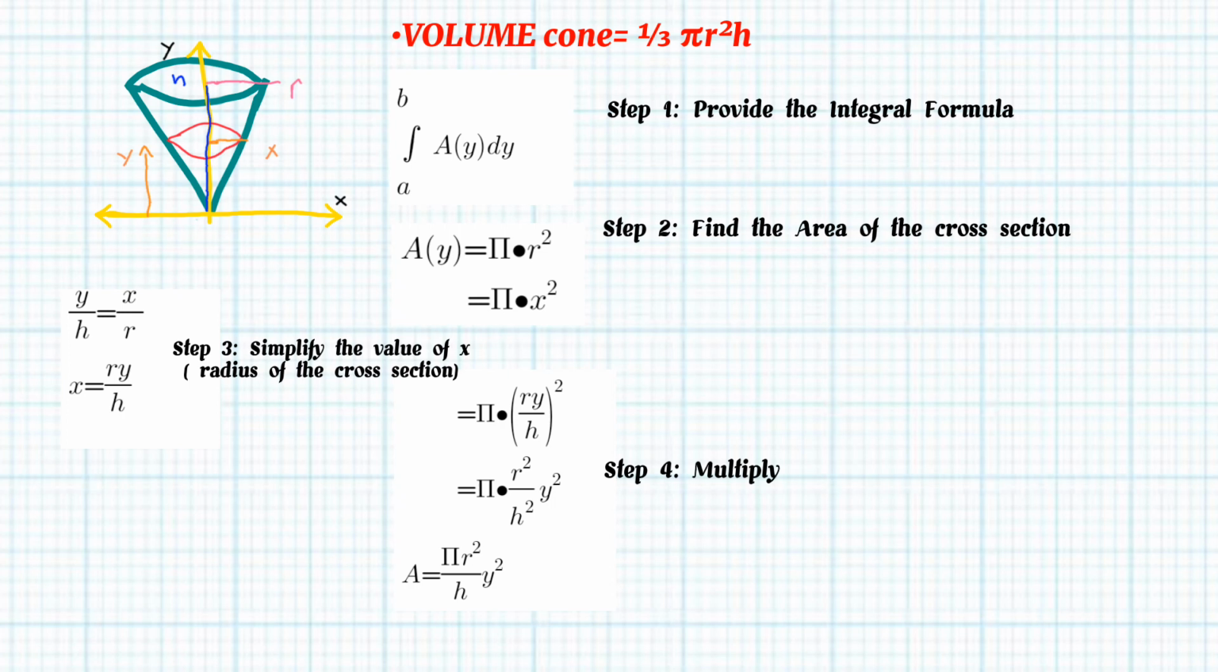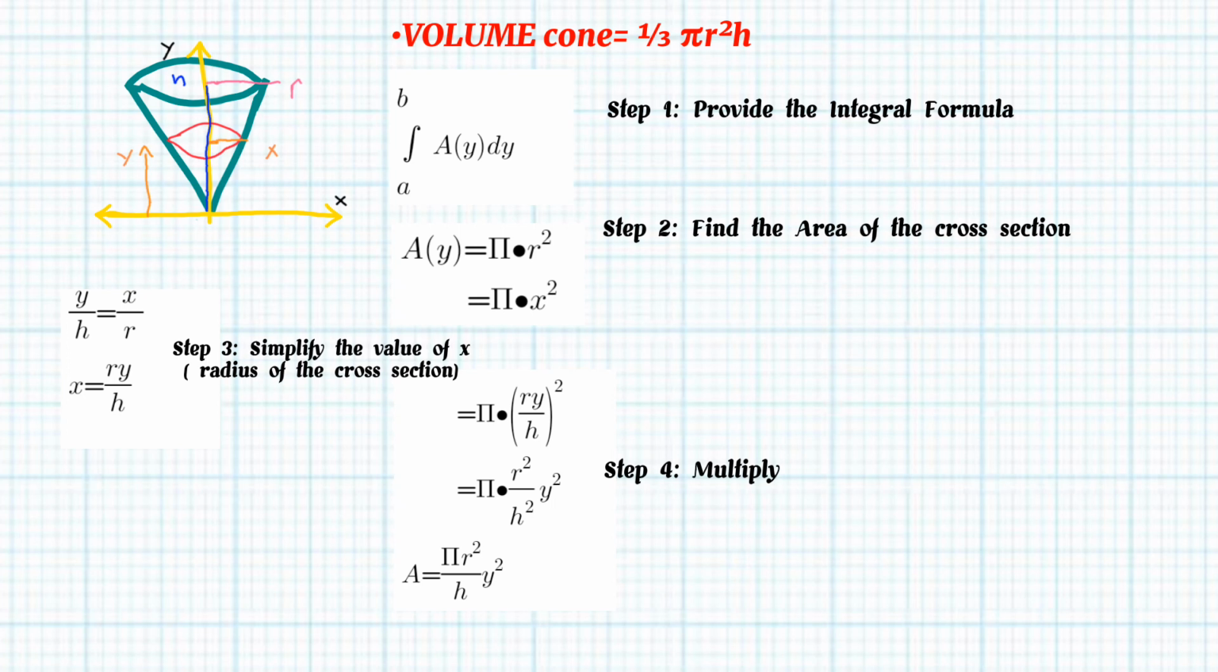So, ang sunod na itong buhaton is i-simplify na to ang ry over h squared. So, as the result, mahimo na siyang pi times r squared over h squared y squared. And then, ito na po silang i-multiply. And then, the result is pi r squared over h squared y squared. So, mao na siya atong area of the cross-section of our cone.